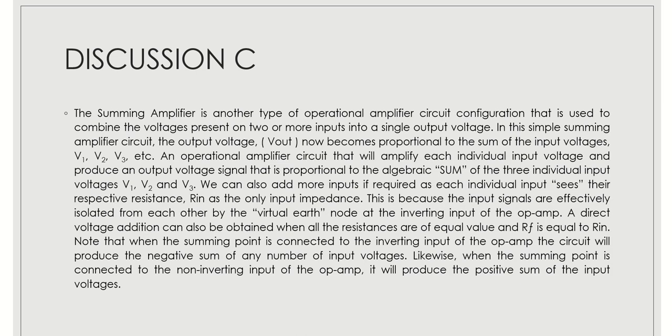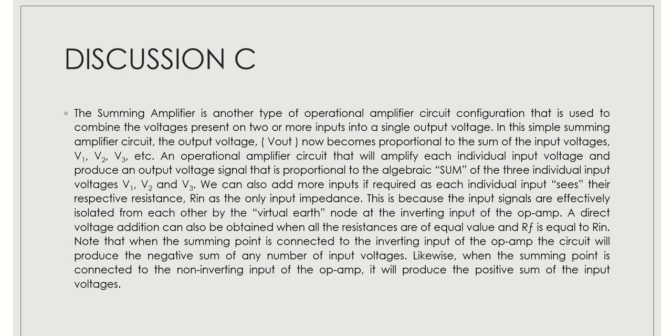Next, discussion C. The summing amplifier is another type of operational amplifier circuit configuration that is used to combine the voltage present on two or more inputs into a single output voltage. In this simple summing amplifier circuit, the output voltage now becomes proportional to the sum of the input voltages V1, V2, V3 and so on. An operational amplifier circuit that will amplify each individual input voltage and produce an output voltage signal that is proportional to the algebraic sum of the three individual input voltages V1, V2 and V3.